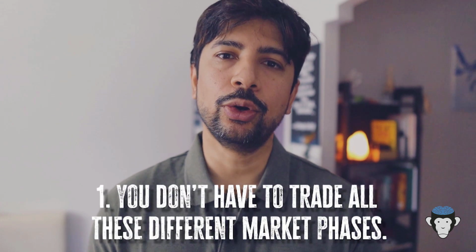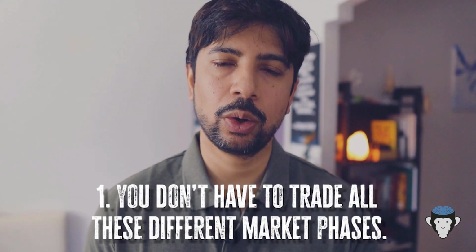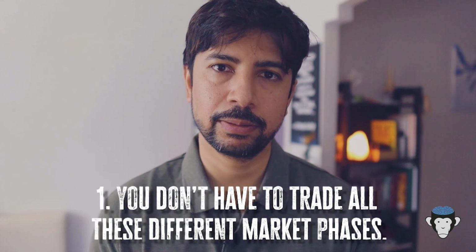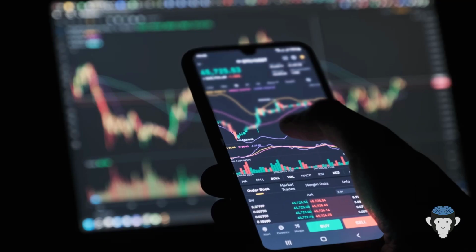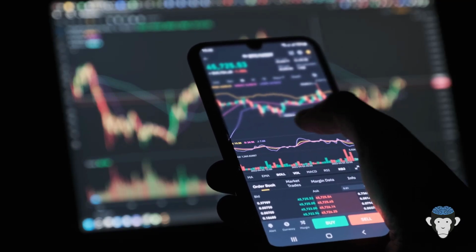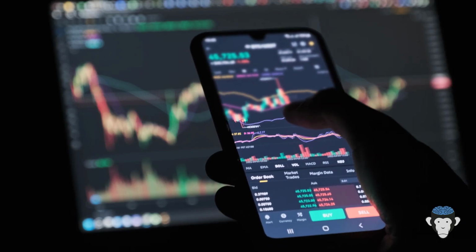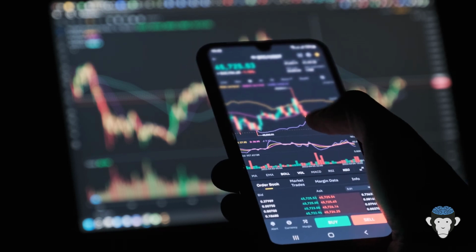Number 1, know that you don't have to trade all these different market phases. Okay? You could decide to focus on one and specialize there and develop an expertise in trading that particular kind of market. And just take vacations when the market is not favoring your particular strategy. That's also a good and viable option. You push the gas pedal when it's easy for you to make money, and you release it when it's hard for you to make money.